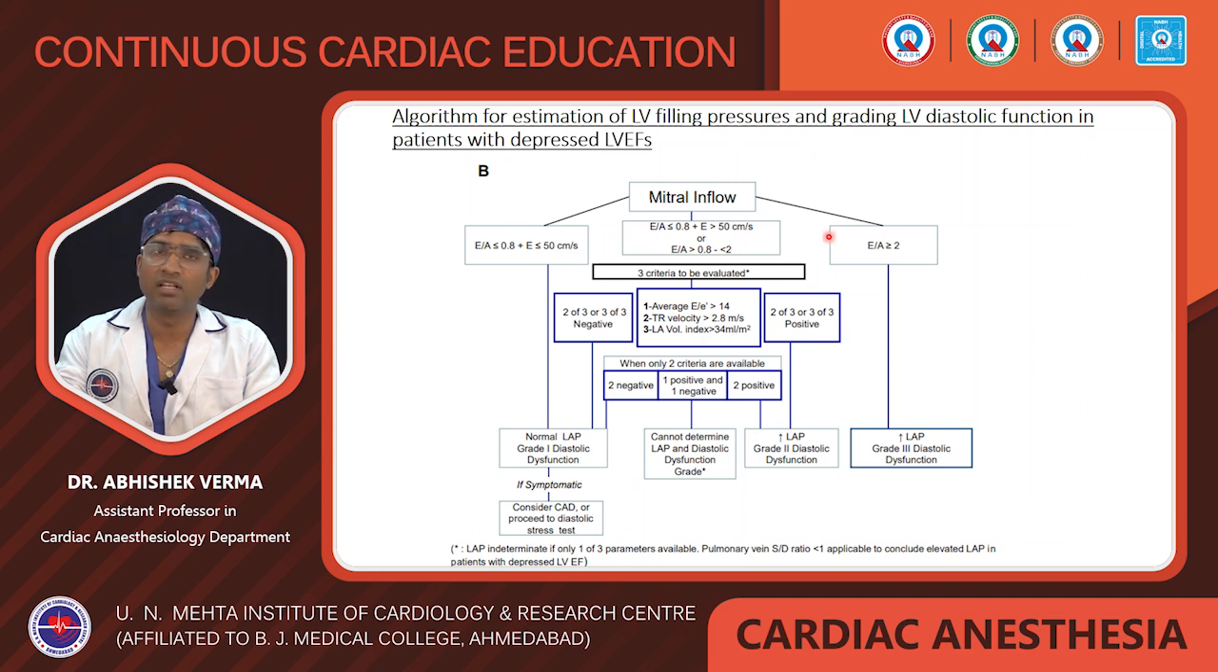But if its value lies between 0.8 to 2, then 3 criteria will be further evaluated, that are the E by E prime, TR velocity, and the LA volume index. And on the basis of that, if 2 are negative, then it's a grade 1. If 1 positive, 1 negative, grade 2. And if 2 positive, then grade 3, grade 2 diastolic dysfunction.